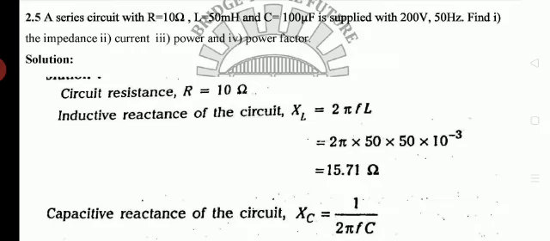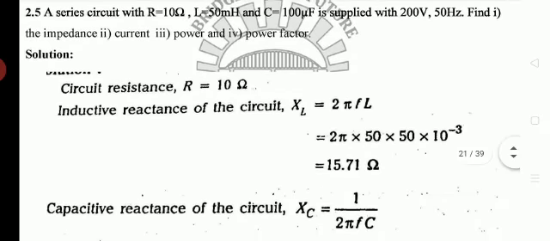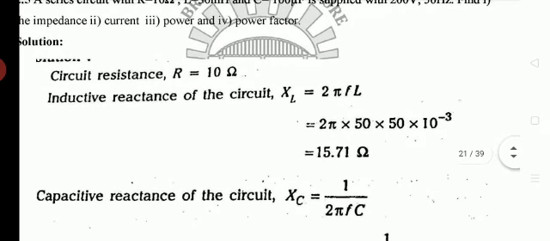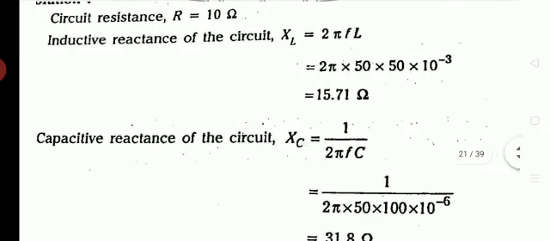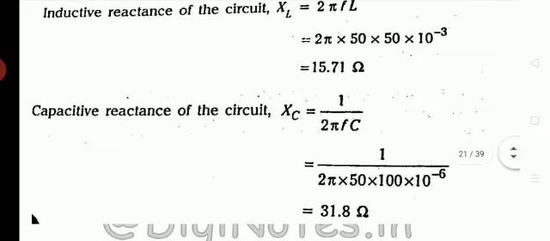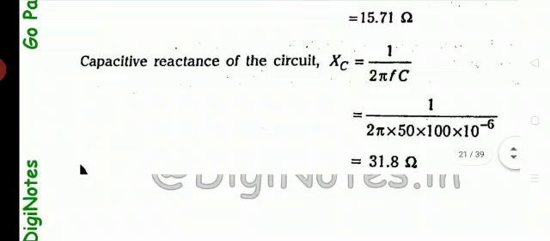So using these values we calculate the reactances. Inductive reactance XL we will calculate first. XL is given by omega into L, that is 2 pi f into L. Substitute all the values: frequency is 50 hertz, 2 pi into 50 into 50 millihenry. You will get the value as 15.71 ohm. For reactance the unit is ohm only. Don't forget to mention the units because they carry marks.